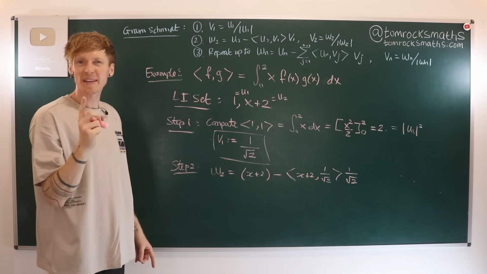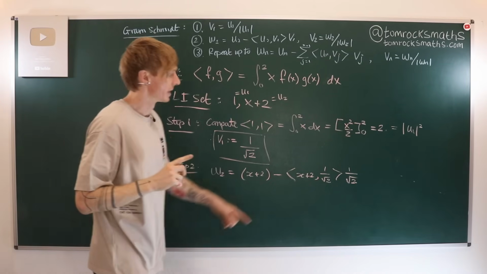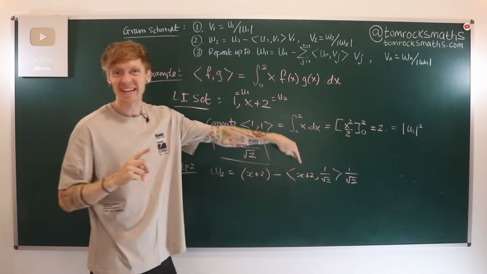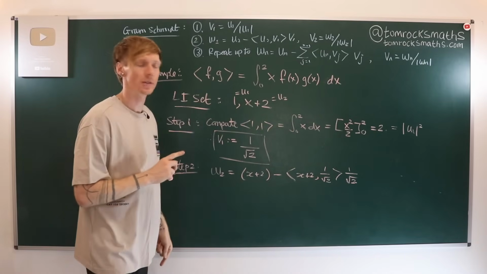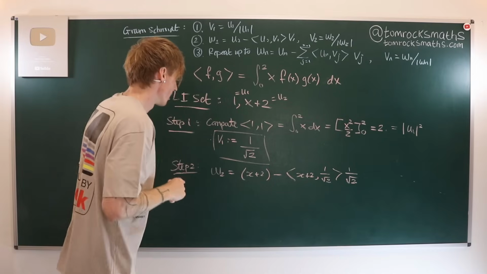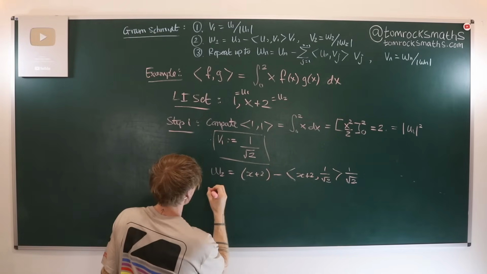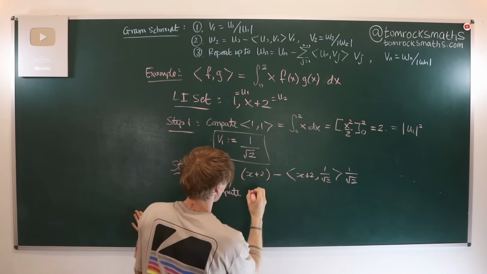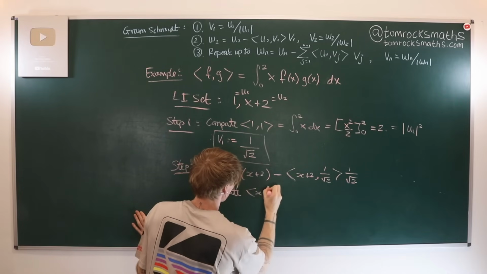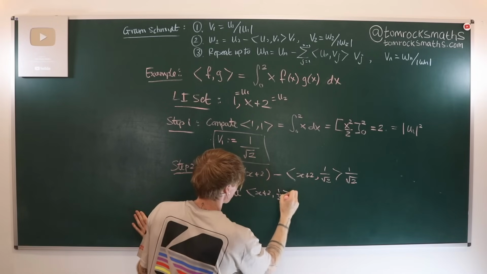So I'm going to simplify things a little bit here just to help me out. If I take this 1 over root 2 inside, that will just give me a 1 over 2 inner product. So this is going to now require me to calculate. So we compute, therefore, the inner product of x plus 2 along with a half.